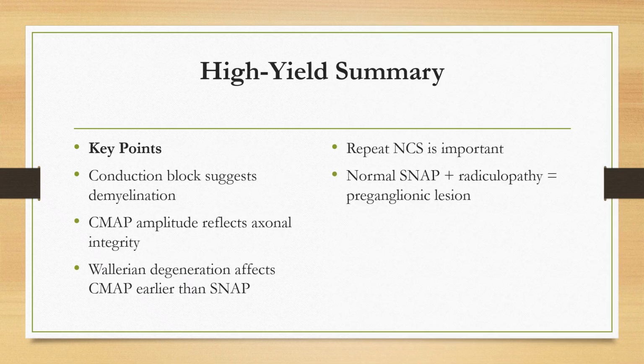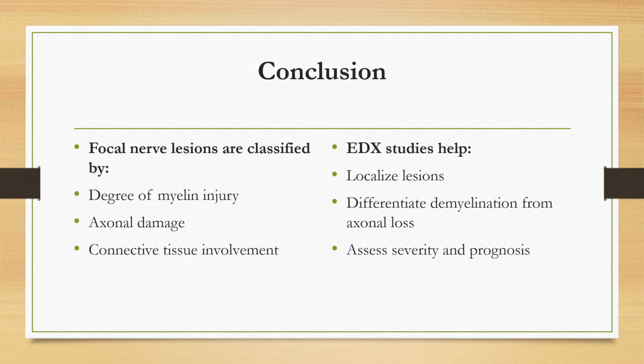High-yield summary, the key points are: conduction block suggests demyelination. CMAP amplitude reflects axonal integrity. Wallerian degeneration affects CMAP earlier than SNAP. Repeat NCS is important. Normal SNAP with radiculopathy suggests a preganglionic lesion. Focal nerve lesions are classified by degree of myelin injury, axonal damage, and connective tissue involvement. Electrodiagnostic study helps in localizing the lesion, differentiating demyelinating from axonal loss, and assessing severity and prognosis.